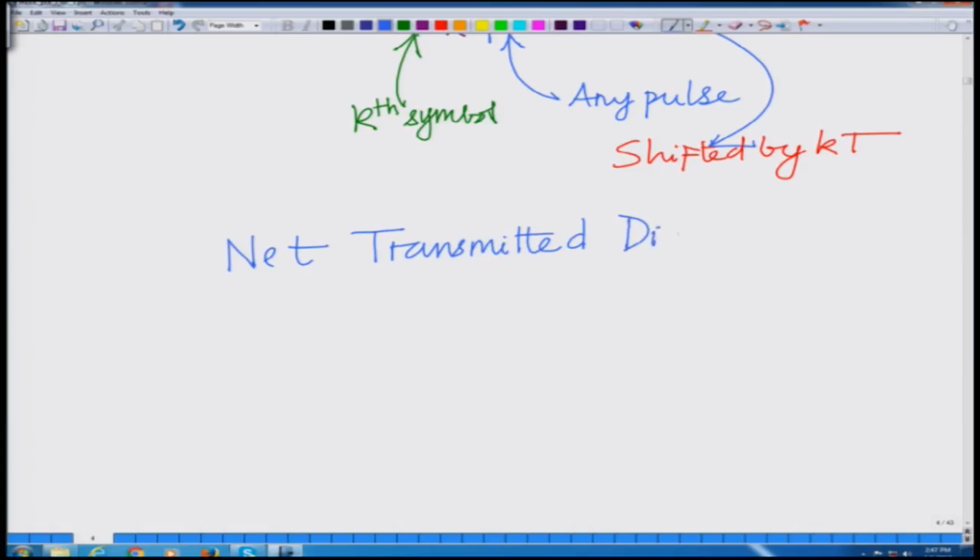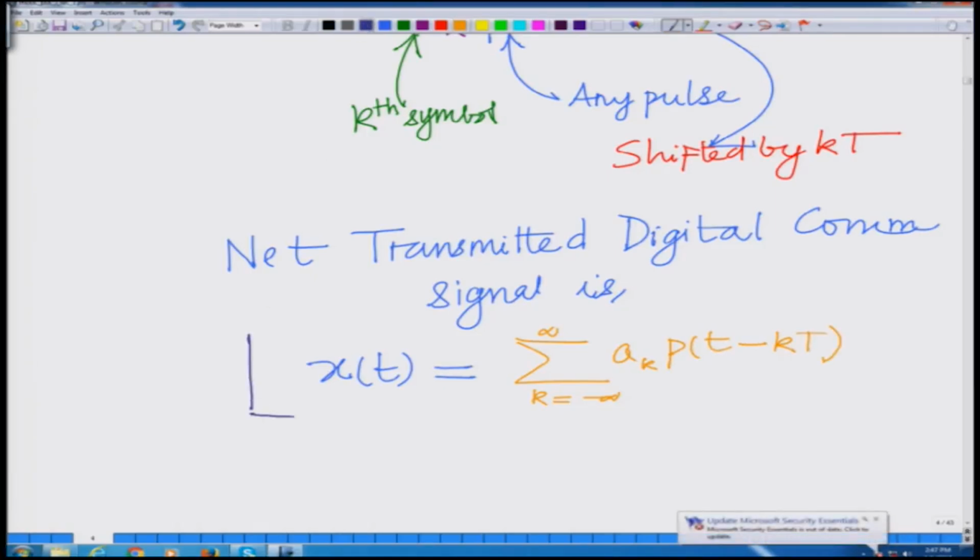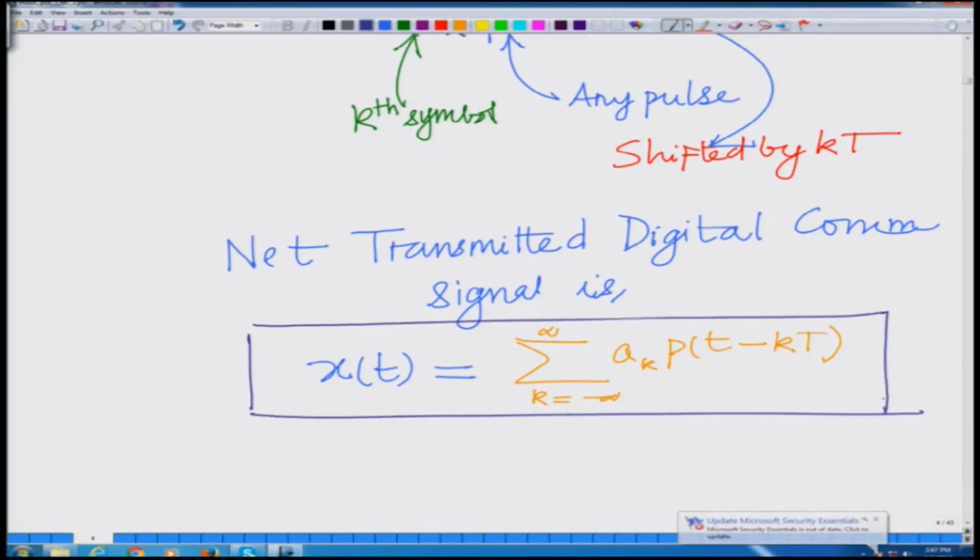Therefore, the net transmitted digitally modulated signal, the net transmitted digital communication signal, you can call it x(t). x(t) is basically the summation over k equal to minus infinity, because you can have an endless infinite stream of digital symbols, of ak p(t minus kT). So you are transmitting symbol after symbol by shifting the pulse by k times T, where capital T is the symbol duration, modulating it by the kth information symbol or digital modulation symbol ak, and the sum of all these shifted modulated pulses constitutes the transmitted signal in this digital communication system.